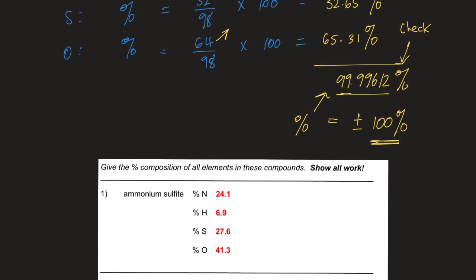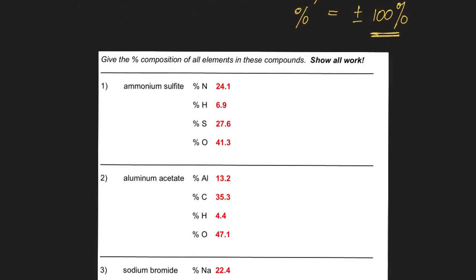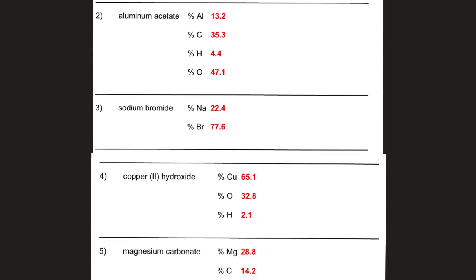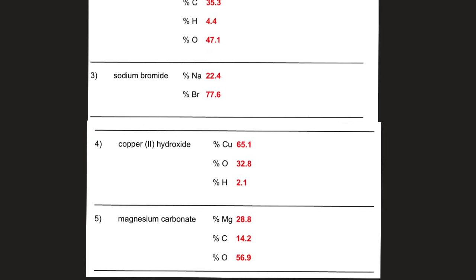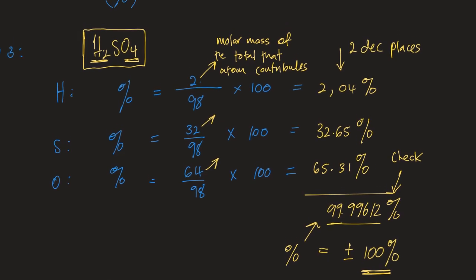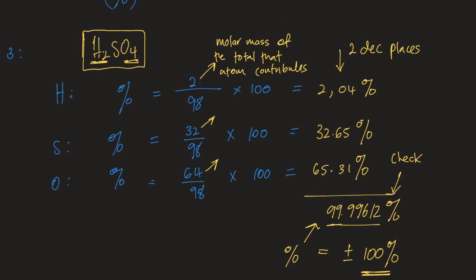But there's a few here. Ammonium sulfide, you're going to have to find the formulas for these. So you need to go back to your table of cations and anions. If you don't know it, go over it again. It's ammonium sulfide, aluminium acetate, sodium bromide, copper 2 hydroxide, and magnesium carbonate. Those 5. I want you to do this calculation that you're seeing, that I just did with you.